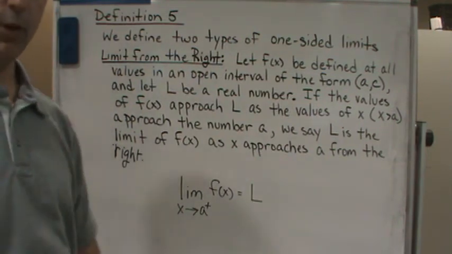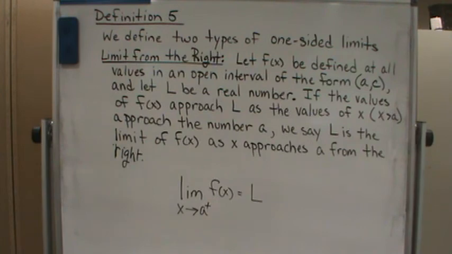And that's it. Those are the definitions of the two types of one-sided limits. Limits from the left and limits from the right.